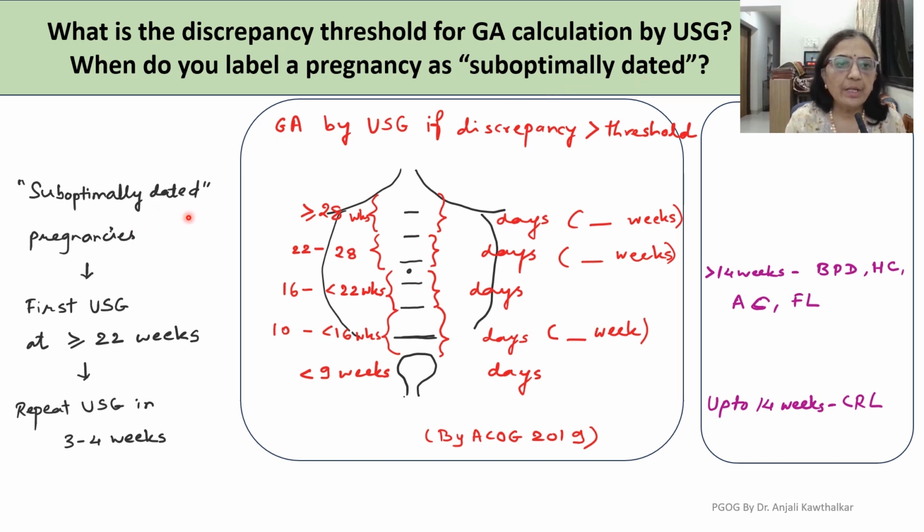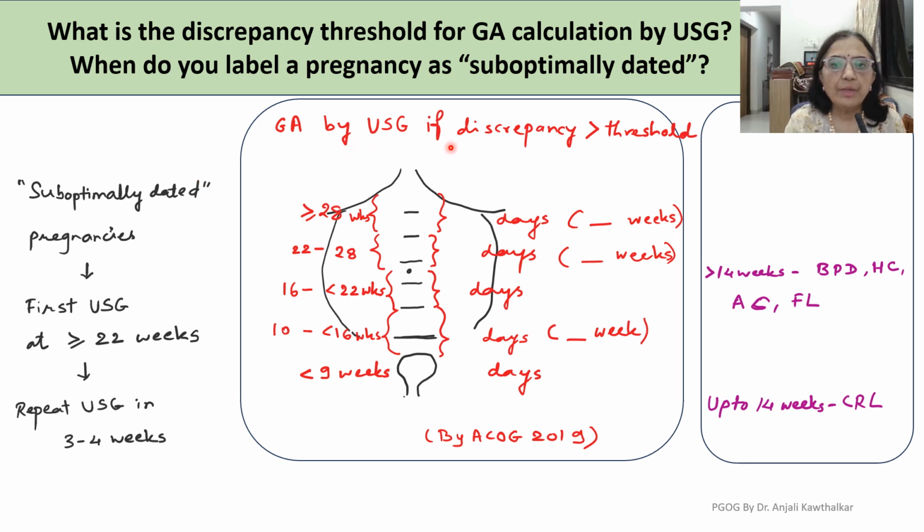So suboptimally dated pregnancies are where the first ultrasonography is done at or beyond 22 weeks of pregnancy. All the pregnancies wherever the first ultrasonography has been done at a gestational age greater than or equal to 22 weeks are suboptimally dated pregnancies. For diagnosis of fetal growth restriction, we need to do a repeat ultrasonography after 3 to 4 weeks, see for interval growth, and then only we can confirm the diagnosis. A single ultrasonography will not be helpful in these pregnancies.